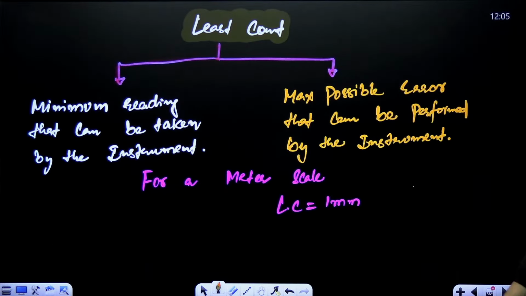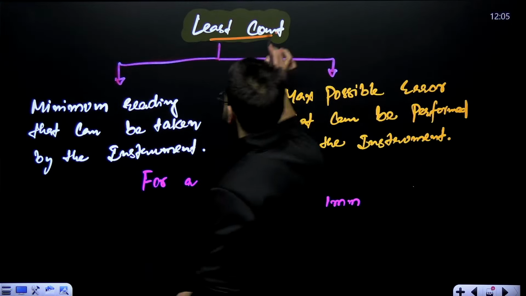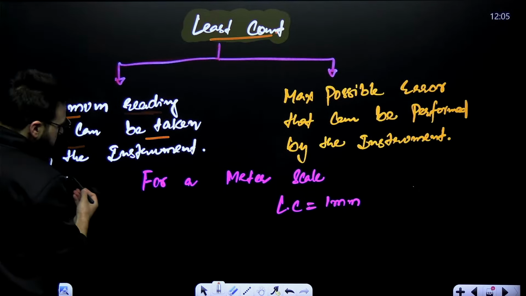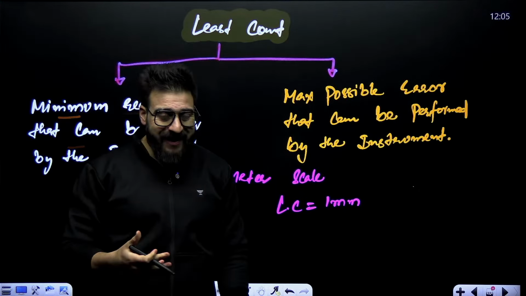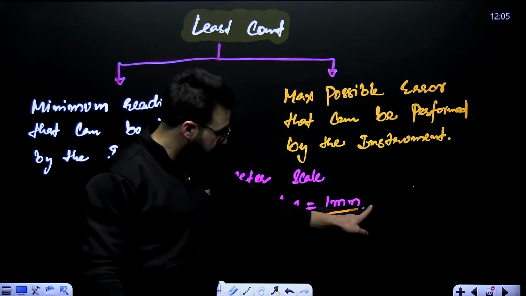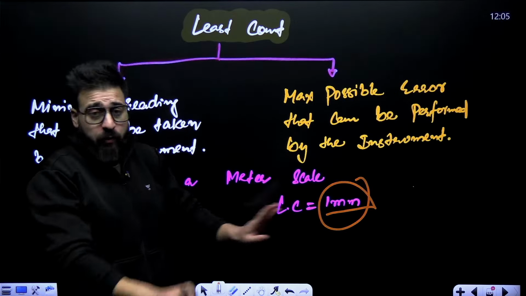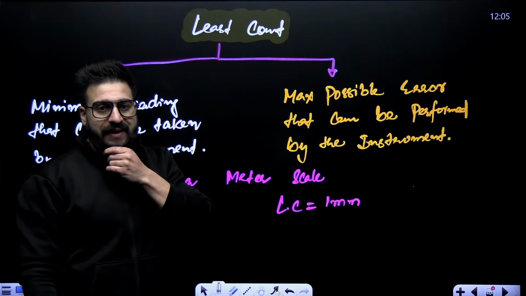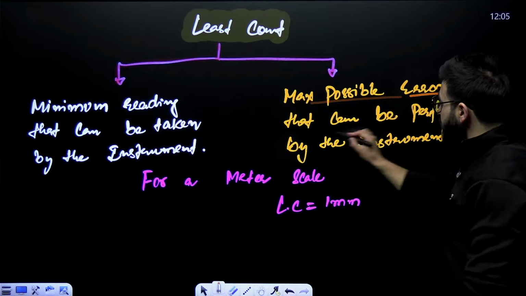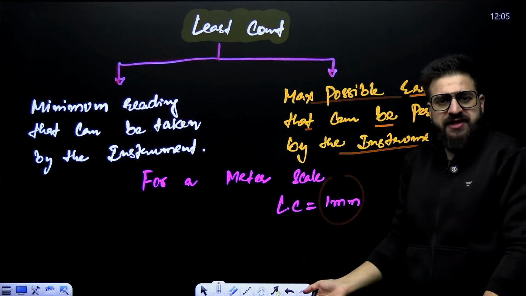Now, take a look exactly over here. Least count. Can I say least count is the minimum reading that can be taken by the instrument? Like, what is the least count for the meter scale? That is 1 mm, because this is the minimum reading that we can take. If it is less than 1 mm, we won't be able to measure with the help of the meter scale. Or we say it is the maximum possible error that can be produced by the instrument. Maximum error it can produce is 1 mm, not greater than 1 mm.